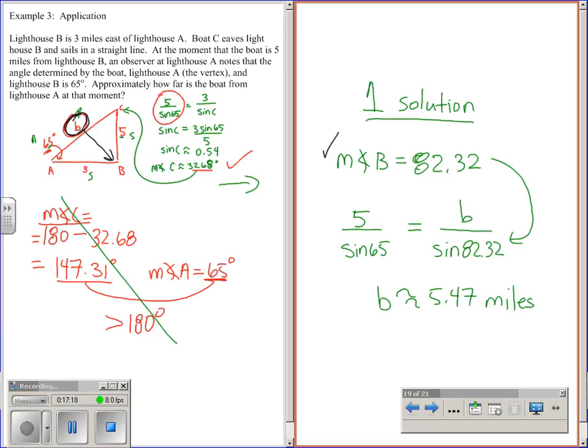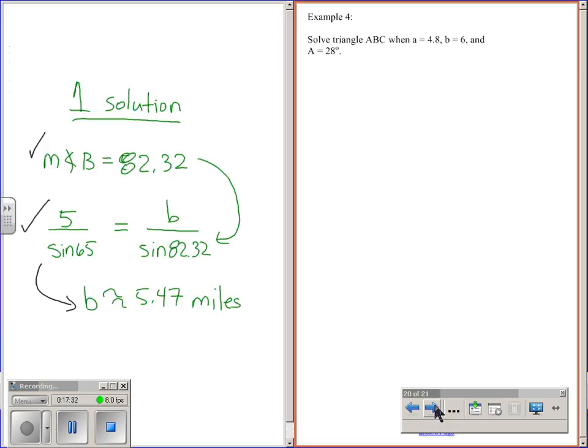Once we find the measure of angle B, then we're able to set up this ratio, this equation here, and once we set up that equation, we can find our one solution. Okay, so that's example 3. Let's move on to another example.